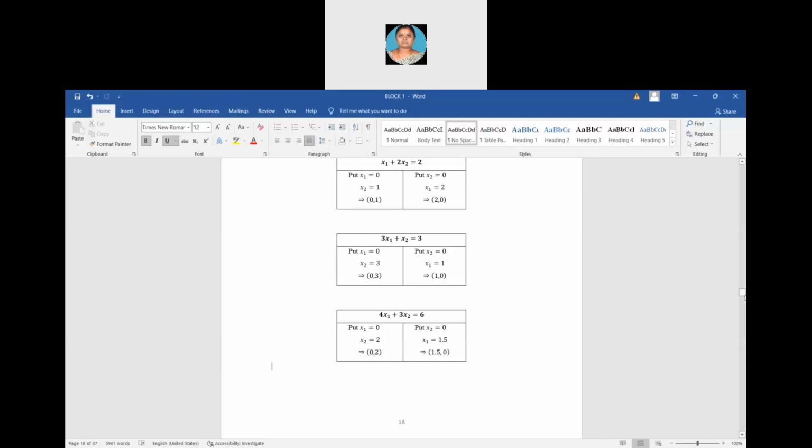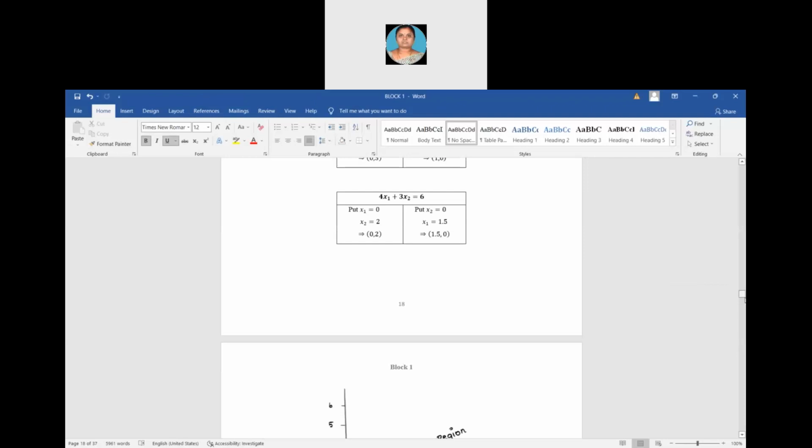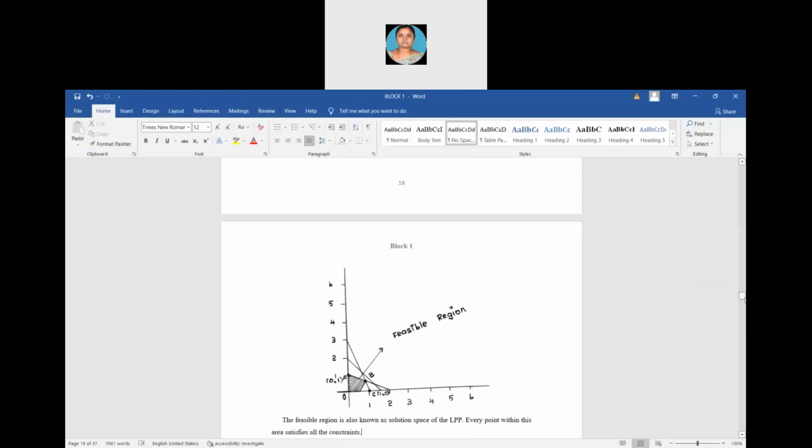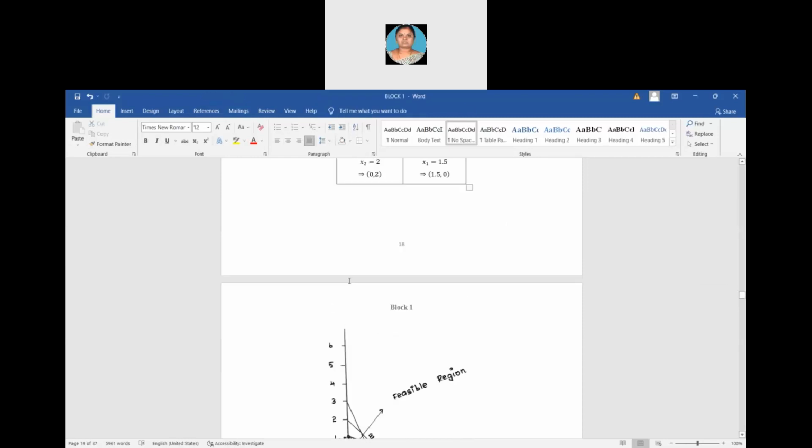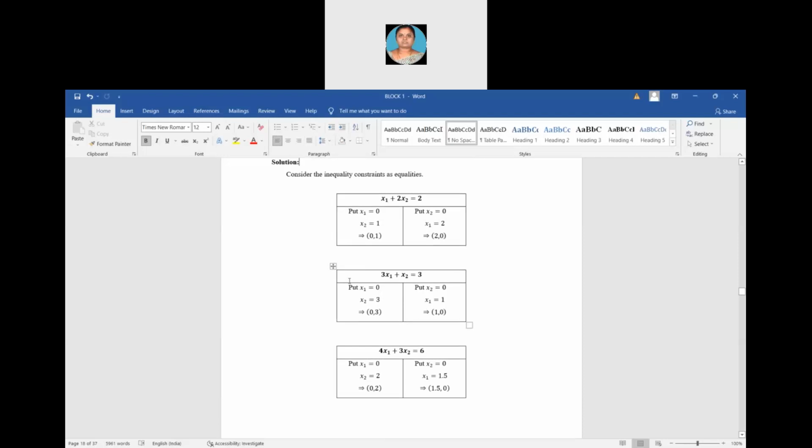So what is our graphical method here? You draw a diagram like this, marking 0, 1, 2, 3, 4, 5, 6, because there is no negative value. So everything we can mark like this. And what are all the things we have? See, the first coordinates are 0, 1 and 2, 0.